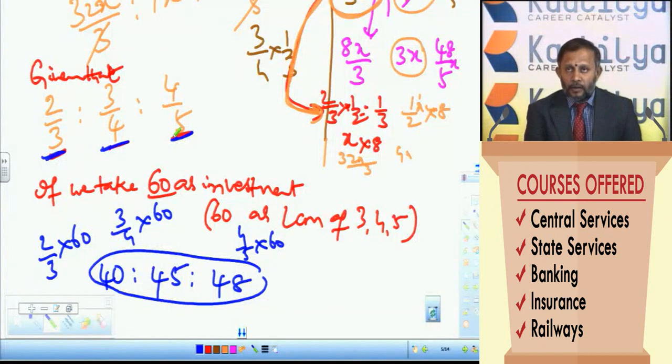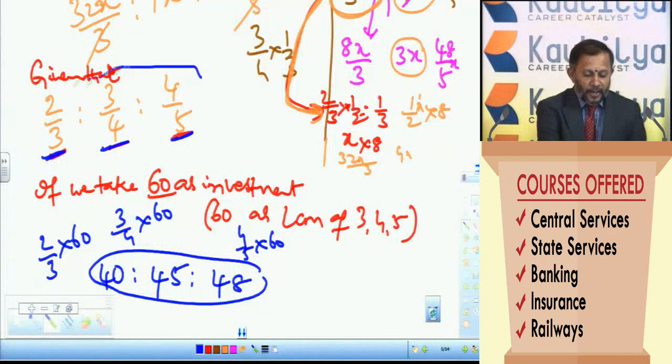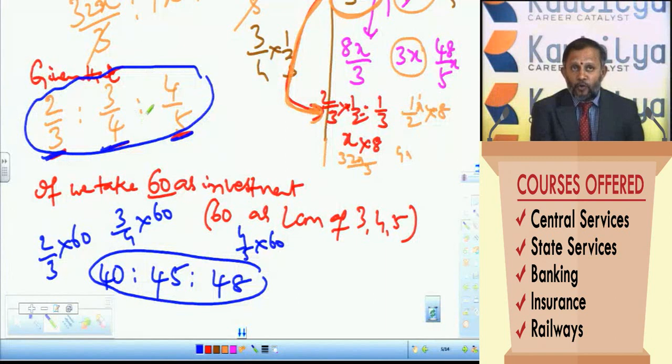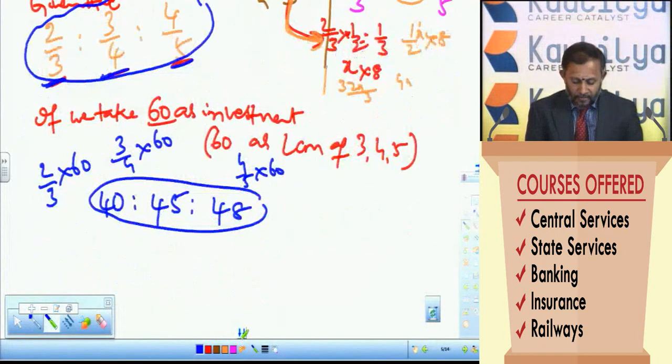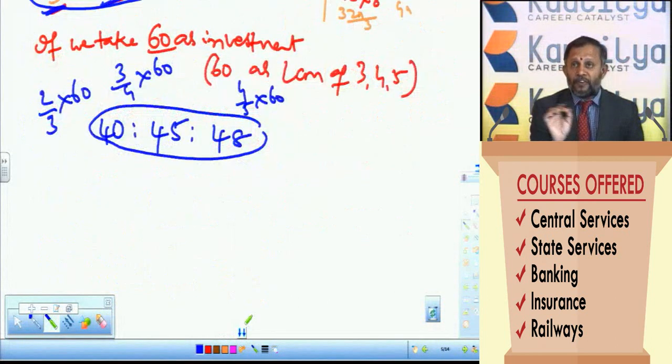So here we opted for 60 as the initial investment, right? Because we multiplied all the elements by the number 60, the investments of A, B, C are in the ratio 2 by 3, 3 by 4, 4 by 5, or in other words 40 is to 45 is to 48. So that is the ratio of initial investments. As per the data, the investments remain constant for the first 4 months.